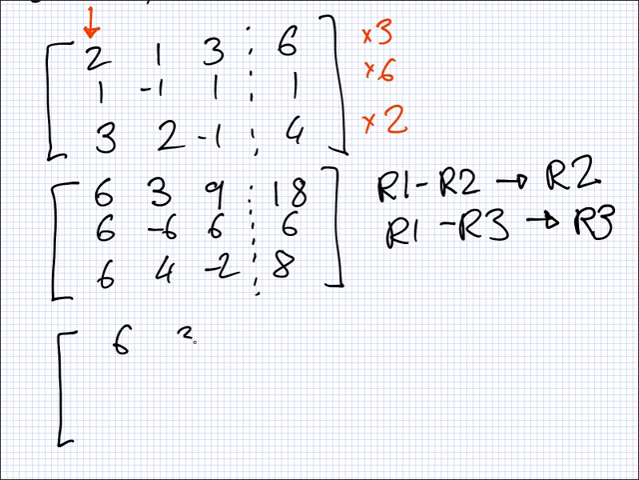Staying the same. Okay. Row 1 minus row 2, put the answer on 2. No, no, guys, you need to watch. Row 1 minus row 2, put the answer on 2.